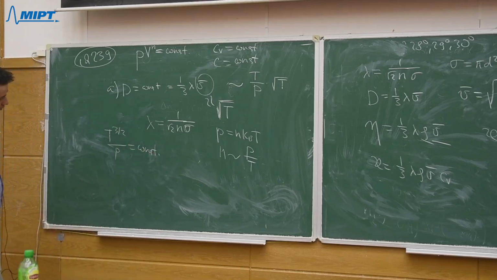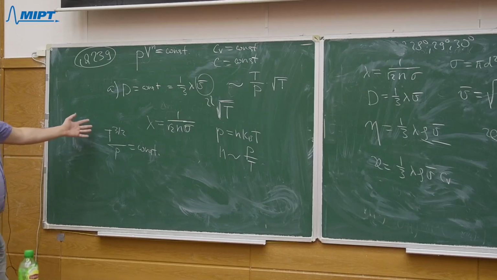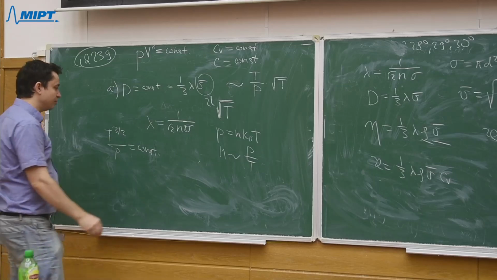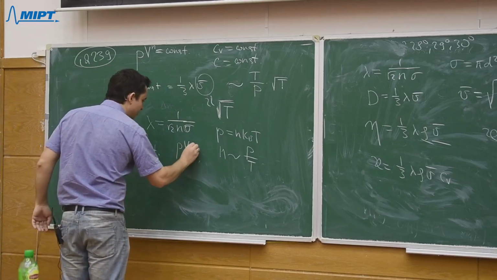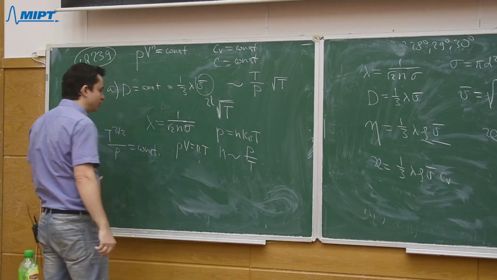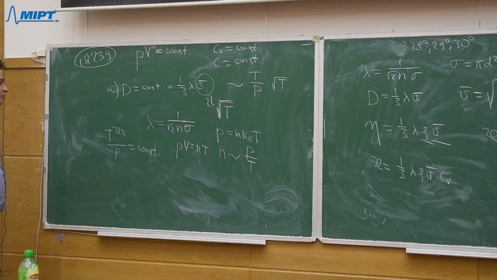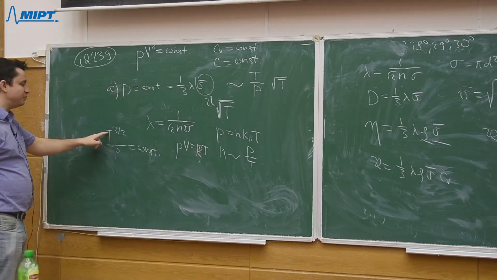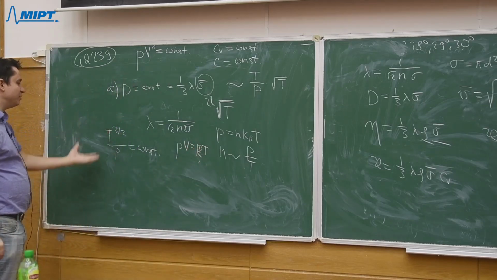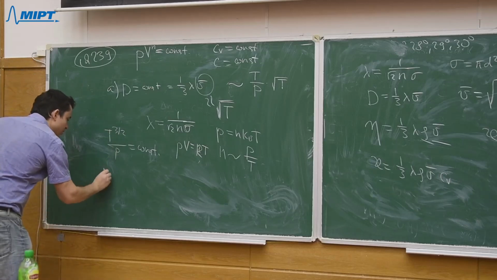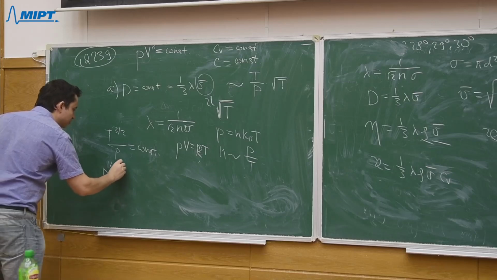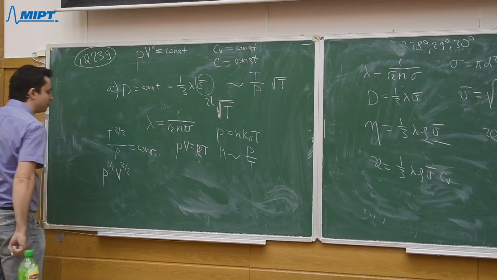Well, we know something about temperature, but we need to go to volume. And as we know, PV equals RT. So the temperature is proportional to the product of pressure and volume. So I can replace T to the 3/2 by (PV) to the 3/2. And if I divide by P, I get P to the power of 1/2 multiplied by V to the 3/2 is constant.